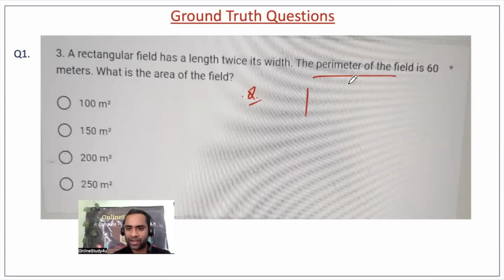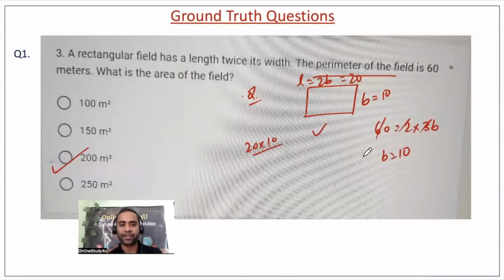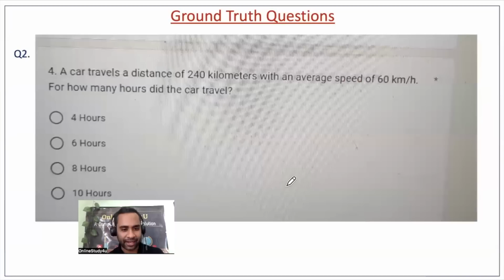The perimeter of the field is 60 meter. Perimeter is 2 into (length plus breadth), right? Length is 2 times the breadth. So perimeter is equal to 2 into (2b plus b), that is 3b. So 6b is 60, b is equal to 10. So b is 10 and L is equal to 20. So area will be 20 into 10, that is 200 meter square, right? So if you have the idea of what perimeter and area are, then you will be easily able to solve it in 30 seconds.